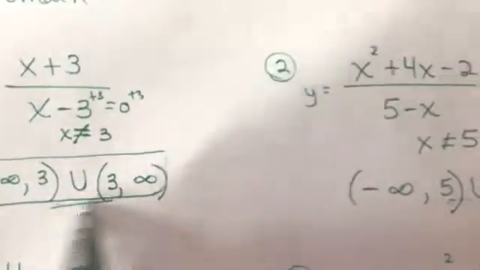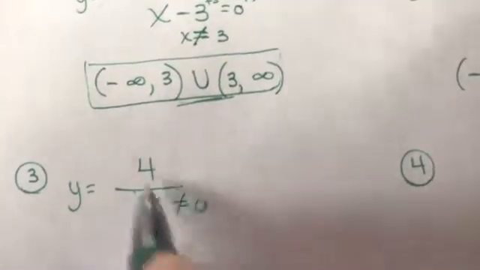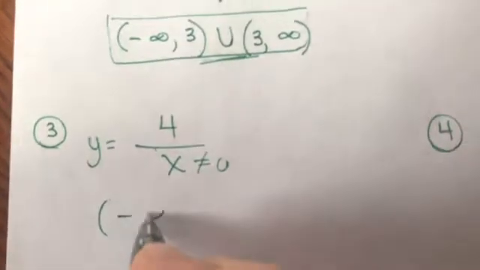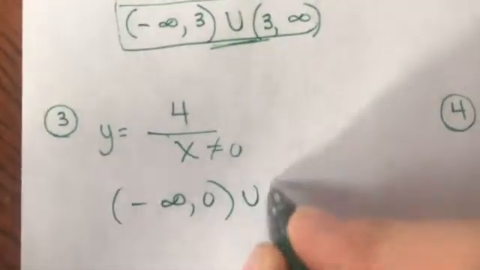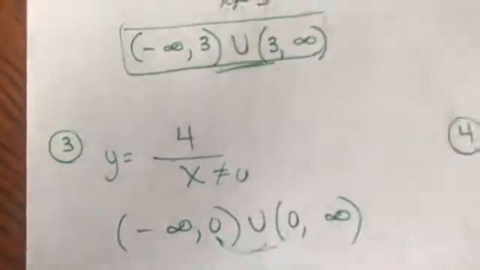Notice what this looks like. They're consistent. I did this one: again, x can't be 0 because you can't have 0 in the denominator. So it's everything but 0. It's going to look like this, union 0 to infinity. This would look like everything but 0.